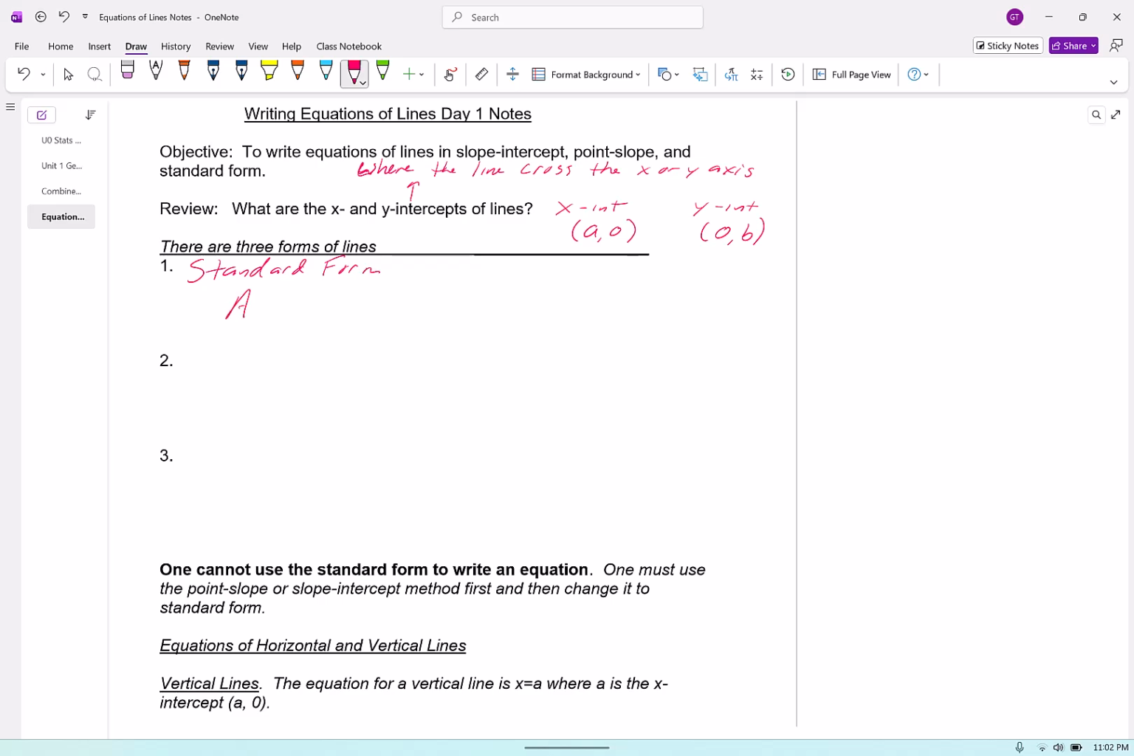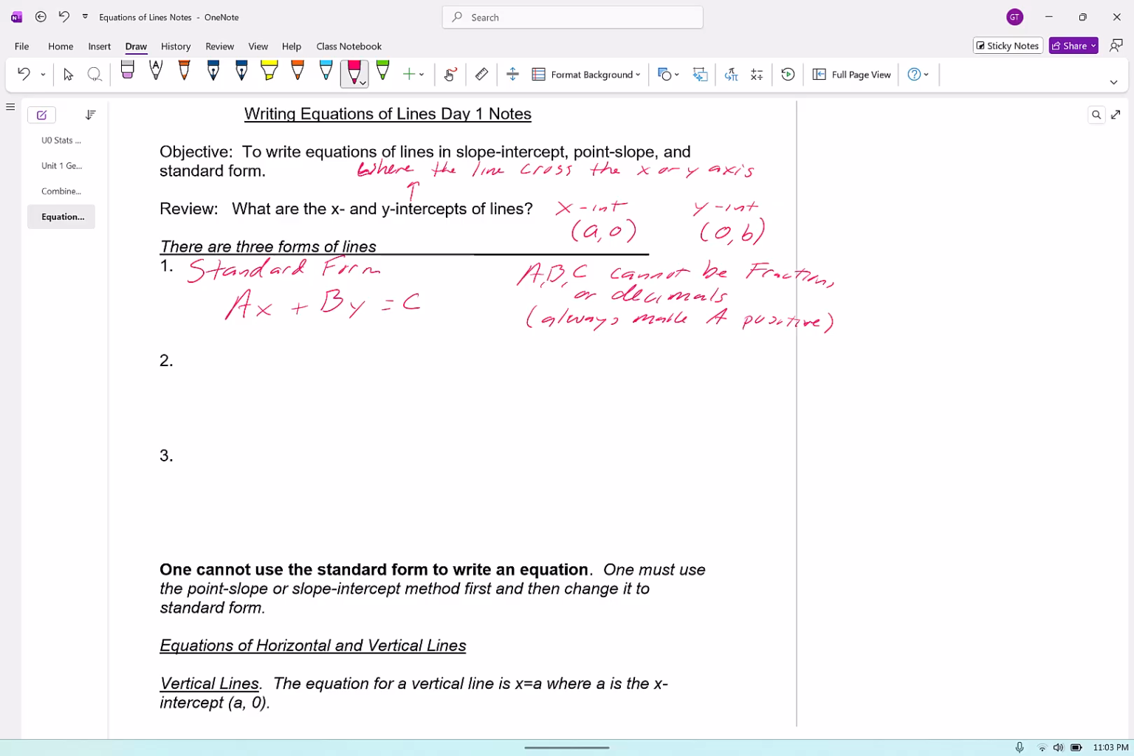Okay, and so it looks like Ax, and there's that A we were just seeing, plus By equals C. Okay, so this is where A, B, C, none of these can be fractions or decimals. And always make A positive. All right. So we'll get some examples further on, kind of showing what this actually looks like.